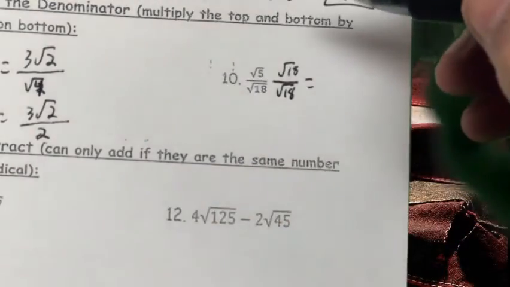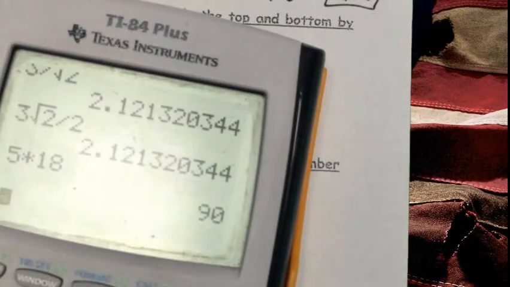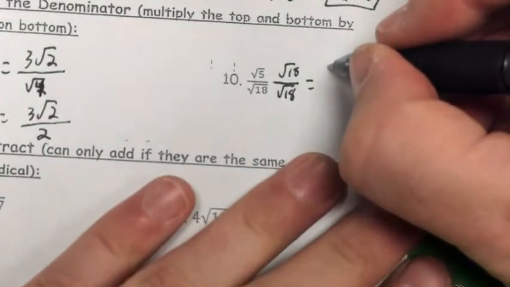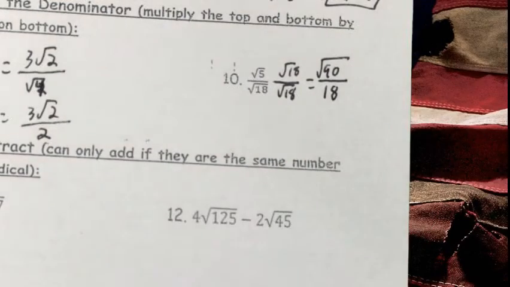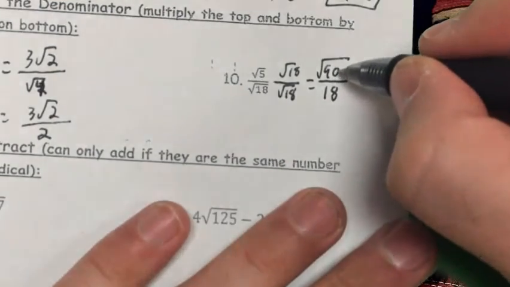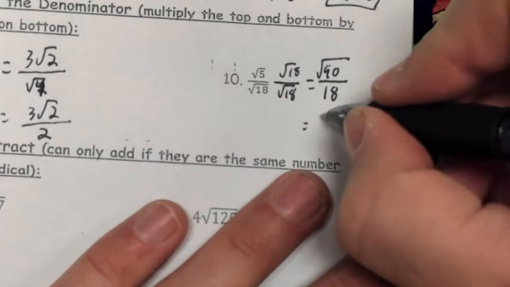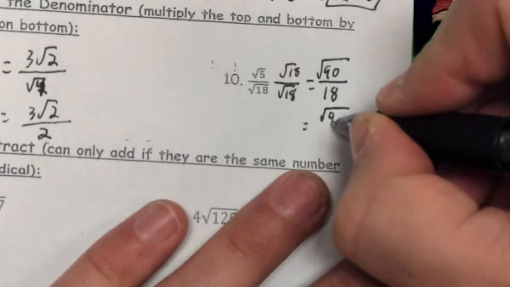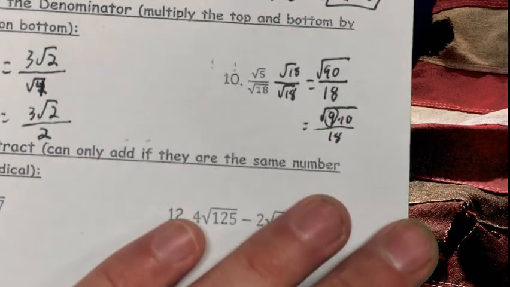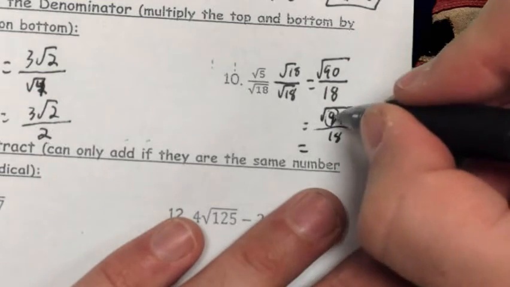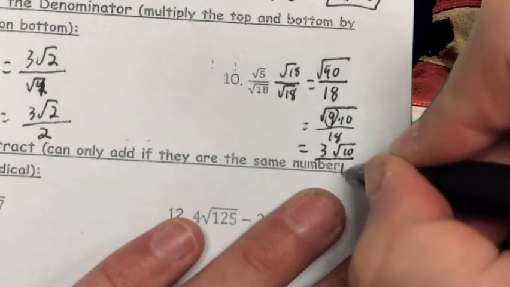5 times 18 is 90 over square root of 90 divided by 18. Now let's see if we can simplify the square root. 90 I know is divisible by 9, so this is the square root of 9 times 10 over 18. And now the square root of 9 is 3, so 3 square root of 10 over 18 comes out.